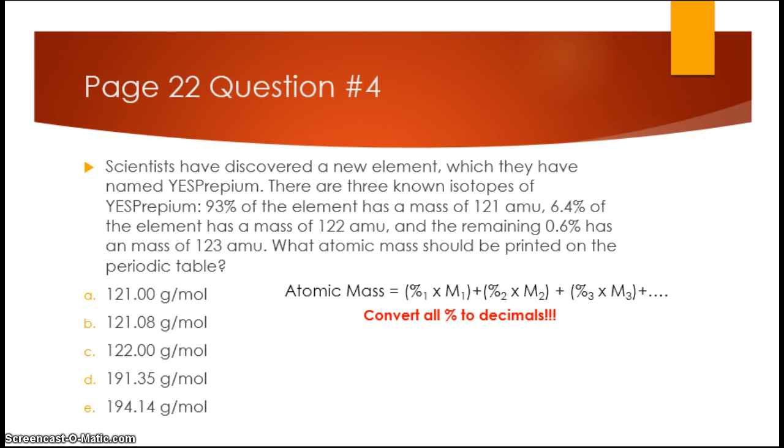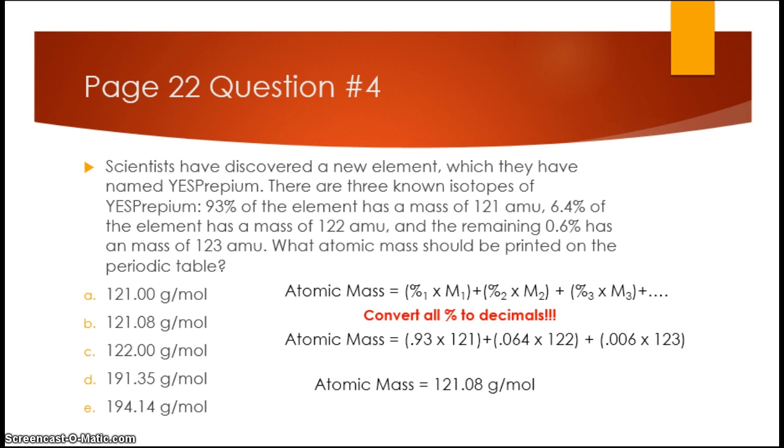Remember, when you're calculating, you need to convert all the percentages to decimals in order for this to work. So 93 becomes 0.93, 6.4 becomes 0.064, and 0.6 becomes 0.006. Especially watch out for that last one. A lot of students would not have converted that, and they might have gotten a wrong answer. When we put it into our calculator, we get the atomic mass is equal to 121.08 grams per mole.